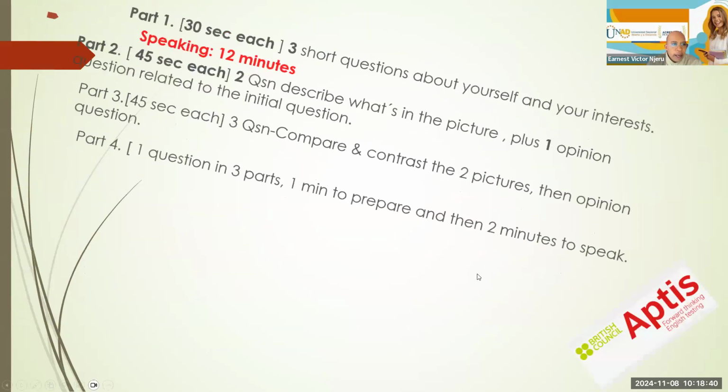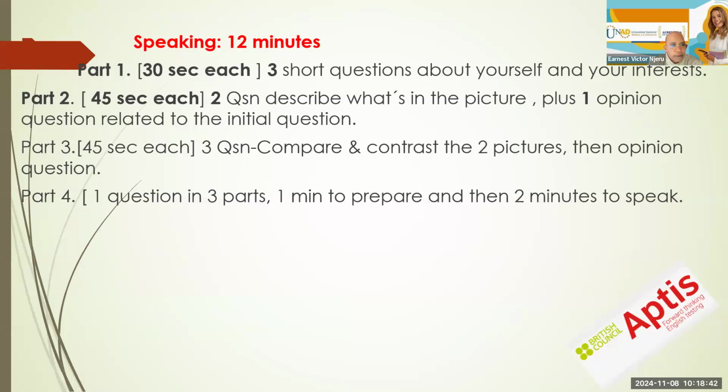Good. And lastly, the speaking of Aptis entails 12 minutes. In this case, it has different sections as well, parts 1, 2, 3, and 4. In part 1, you are supposed to spend only 30 seconds. Therefore, there is no wastage of time. There is no time to think. So you should be very creative in the way you answer the questions.